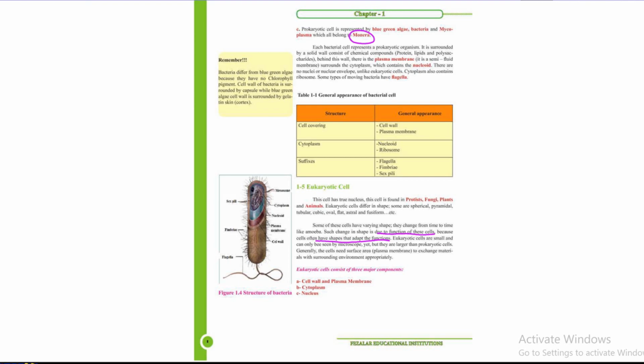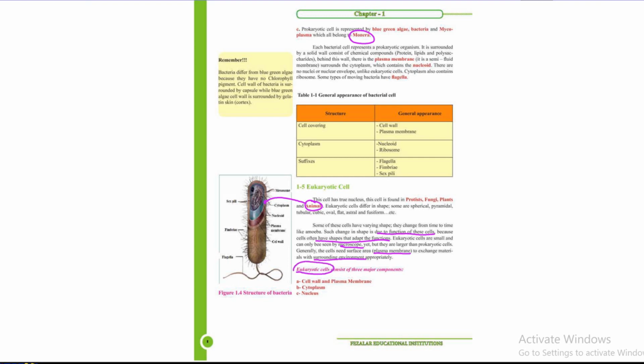Eukaryotic cells are small and can only be seen by microscope, yet they are larger than prokaryotic cells. If we compare, one animal cell is about 100 times bigger than a bacteria cell, but again not enough to be seen by the naked eye. Also we need a microscope to observe eukaryotic cells. Generally, all cells have a surface structure like the plasma membrane to exchange material with the surrounding environment appropriately. It's a living membrane, so survival of the cell depends on this material exchange. Anytime it stops, there is disruption or maybe even the cell dies.